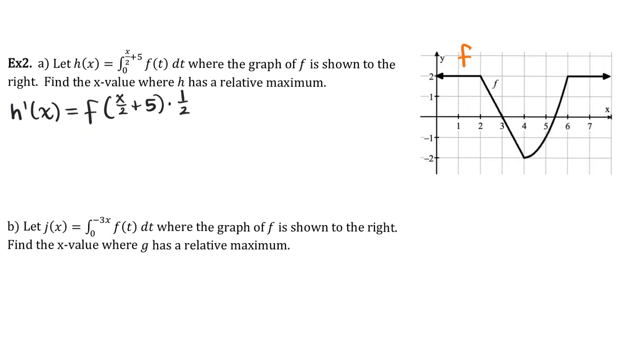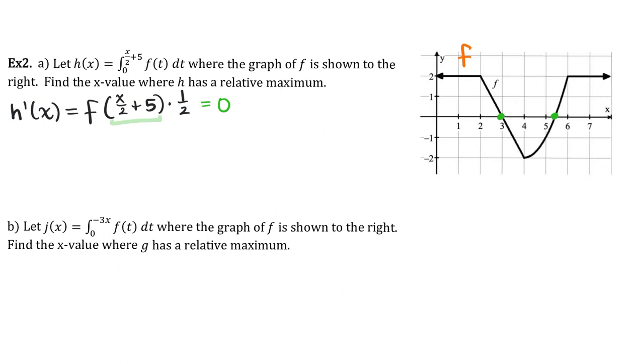Okay, now I can't do it exactly like the previous problem. So I'm going to at least consider the critical numbers. Okay, the critical numbers of h would be when h prime is equal to 0. H prime is f of something times half. So let's see when this is equal to 0. So f of something times half has to equal 0 when f of something equals 0. So I know that's going to happen when this is either equal to 3 or it's equal to 4.3. That inner parenthesis has to equal one or the other.